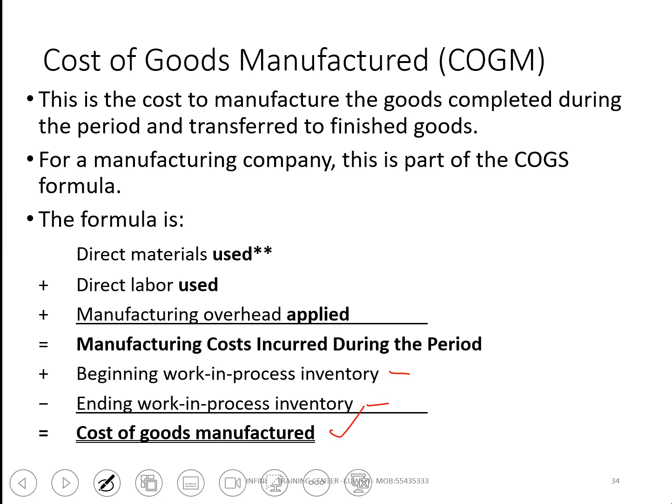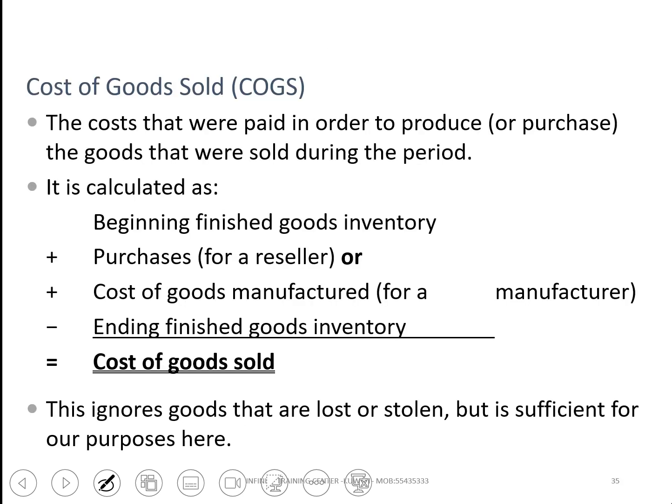Now this is not enough. We don't have to get cost of goods manufactured, but we have to get what? We have to get cost of goods sold. So now we know that I produced so and so units, but did I sell all these units? No. Correct? So what we will do again, we will take cost of goods manufactured first.